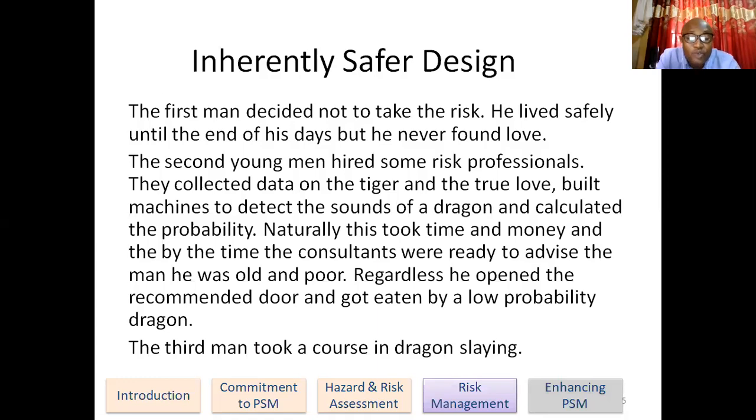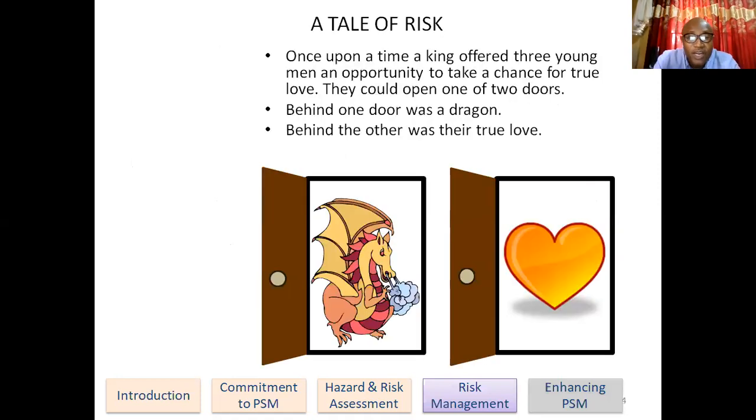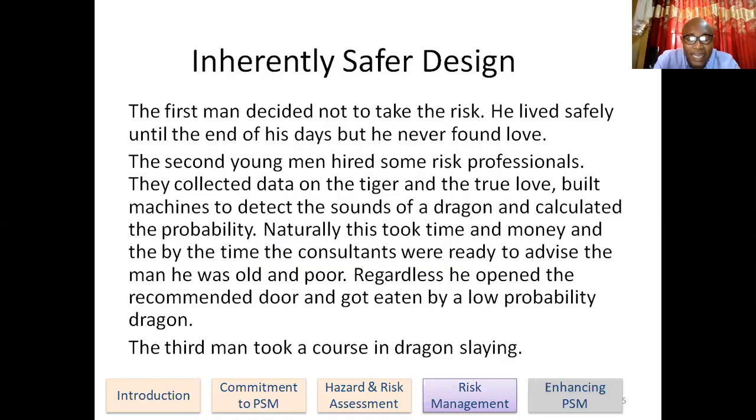The third man took a course on dragon slaying. He said, yes, it is a dragon that is there. If I know how to kill a dragon, even if the dragon attacks me, I'll kill it. That is the purpose of inherent safety design. You have incorporated in yourself the things you want to do in case there's a hazard. Yes, there's a dragon in it, but he trained himself in the method and methodology of killing a dragon.